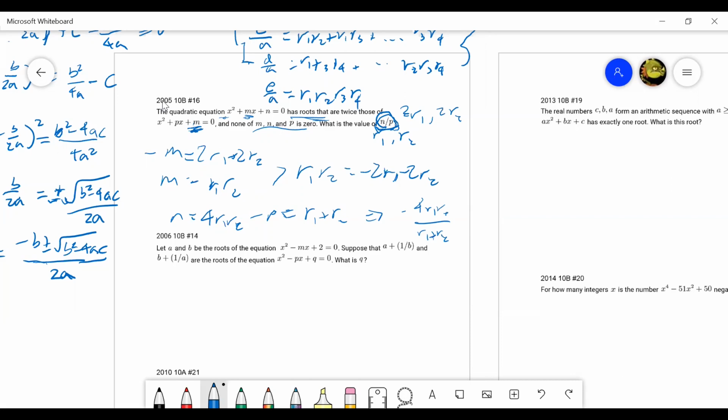And from the first equation, we also have that r1 times r2 over negative 2 times r1 plus r2 is equal to 1. So I think you can see that these two equations are very closely related to each other, and that if you multiply by 8 on both sides, you'll just get this equation.